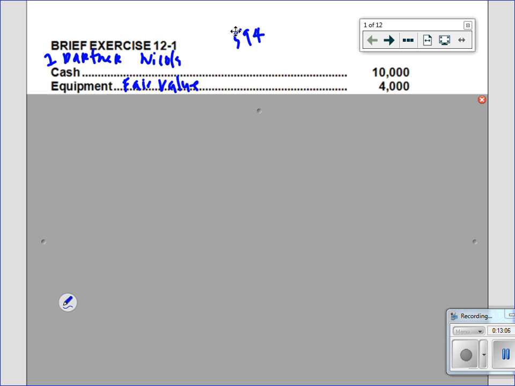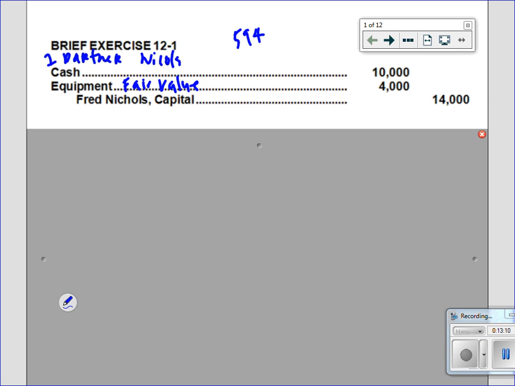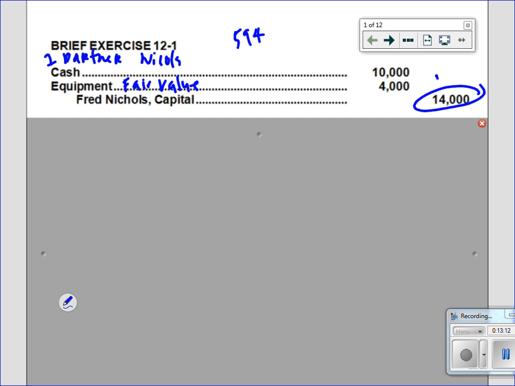So what are we looking at for capital for this partner? Obviously $14,000. That again is a forced math number based on the assets that he's bringing. They didn't want us to do the other side of the partnership. Just that one.